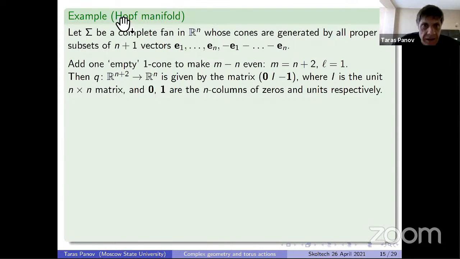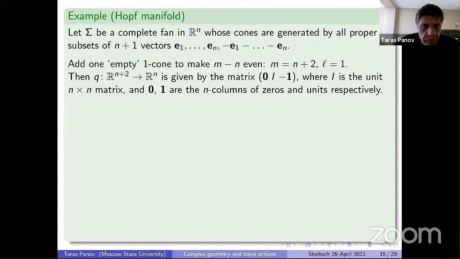Namely, in the language of toric varieties, for the fan corresponding to complex projective space. So if you take the complete fan with cones generated by all proper subsets of those vectors, like the basis vectors and minus the sum of the basis vectors, and look at all the proper subsets. So in dimension 2, you get 3 cones.